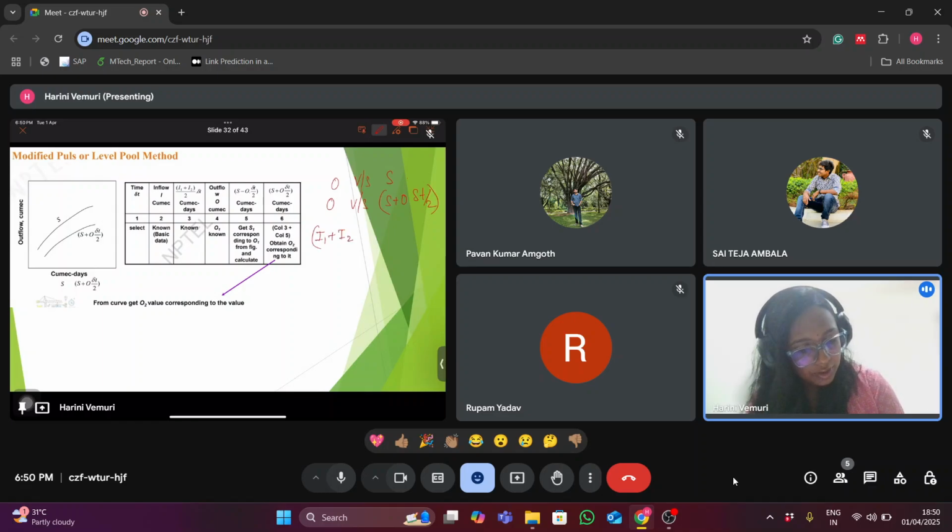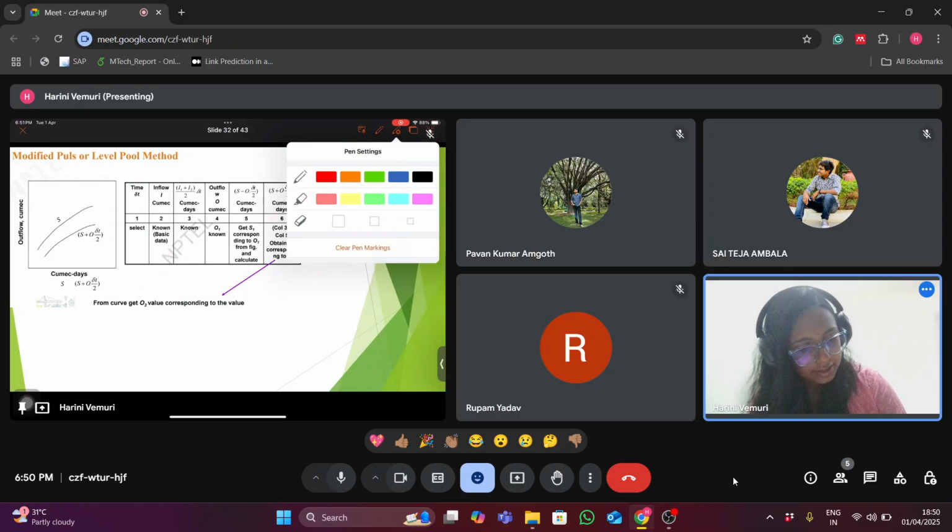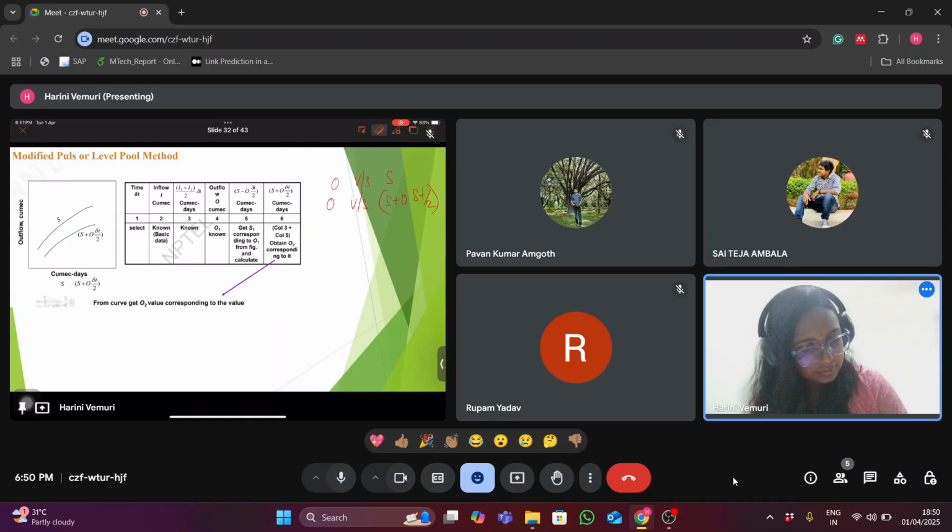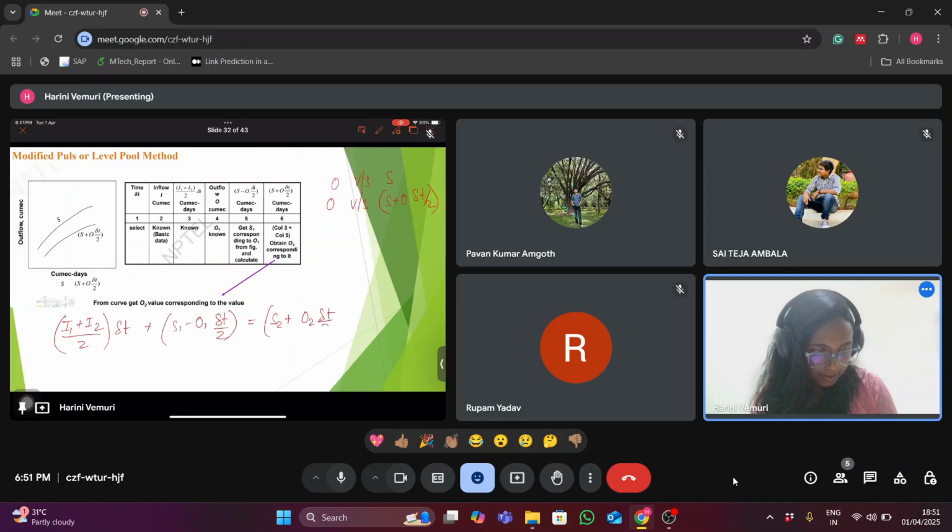The equation is modified as, let me write it here. The equation is I1 plus I2 by 2 into delta T plus S1 minus O1 into delta T by 2 is equal to S2 plus O2 into delta T by 2. This is similar to whatever we used in the Puls method. Once we have the inflow hydrograph, we know how to calculate I1 plus I2 by 2 into delta T. Remember that the delta T term should be in seconds.